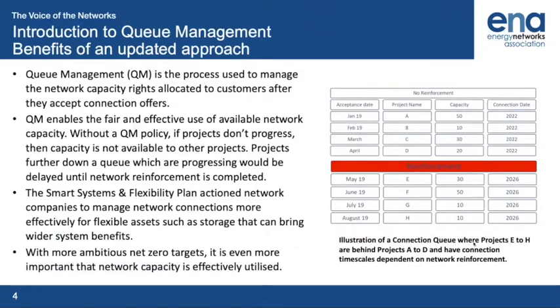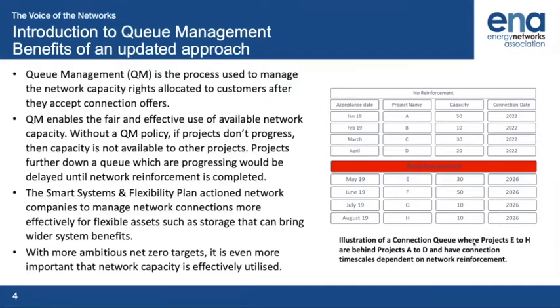I shall jump straight in, just give you a bit of an idea of the layout of that slide. On the right hand side, you've got a very simple table which illustrates a queue. So the queue position is based on the acceptance date, column 1. We've just called these projects A to H. And then you can see a capacity and a connection date.